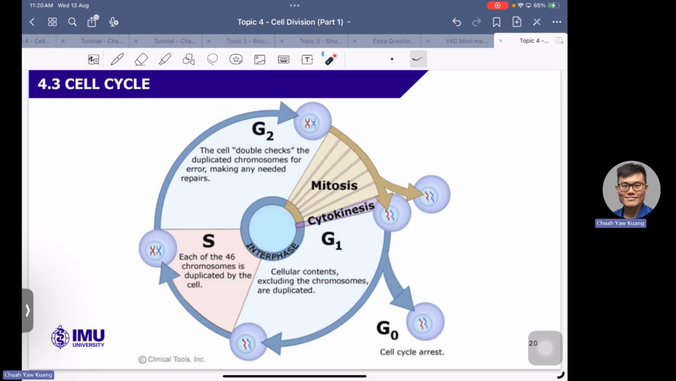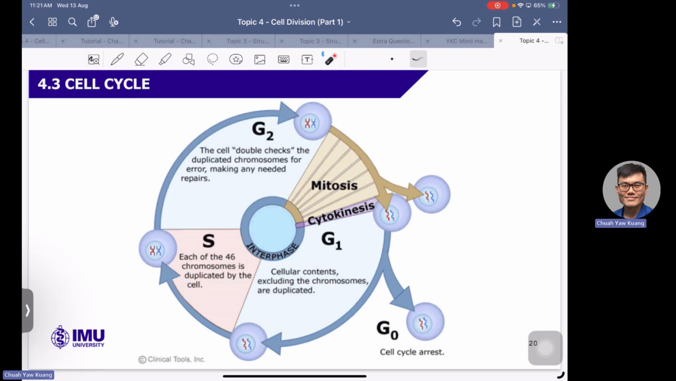Okay, now we look at the cell cycle. Now you know all the terms already. So the cell cycle has the G1 phase, S phase, G2 phase, and then the M phase.